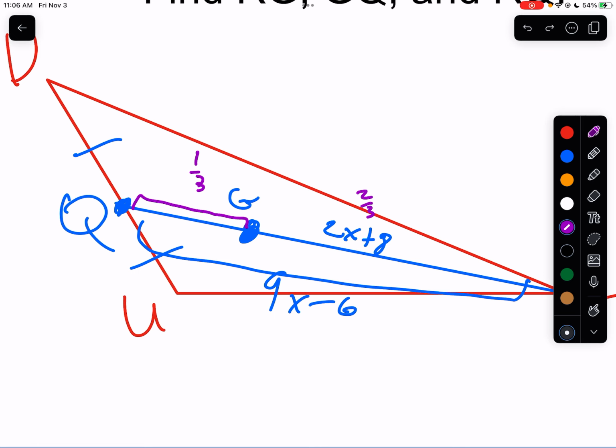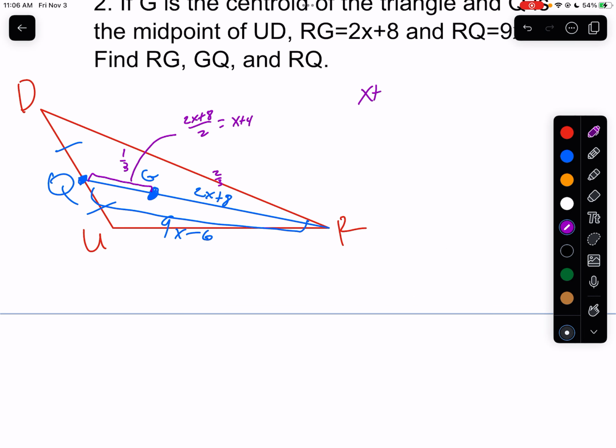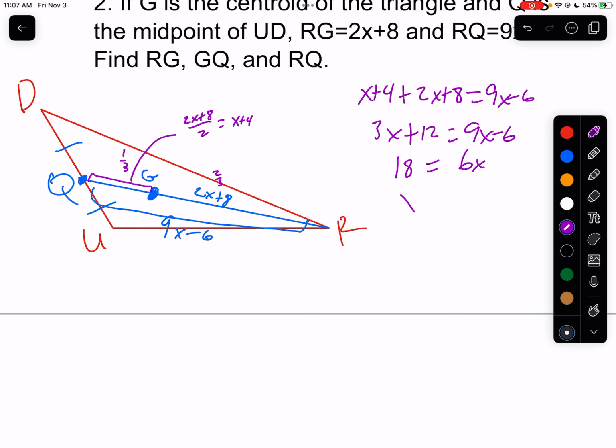So 1/3 is half of 2/3. That means that this is going to be half of 2x plus 8. It's going to be 2x plus 8 divided by 2, which is x plus 4. So we know that x plus 4, that's QG, plus 2x plus 8, that's RG, has to equal the whole thing, 9x minus 6, that's QR. So we got to find our QR code here. Let's see, we have 3x plus 12 equals 9x minus 6. So 6x equals 18 and x equals 3, but that's not the final question.